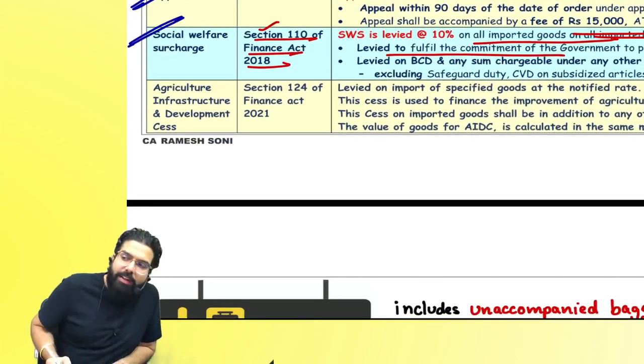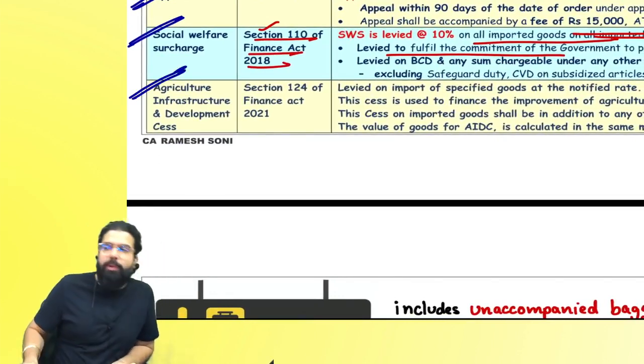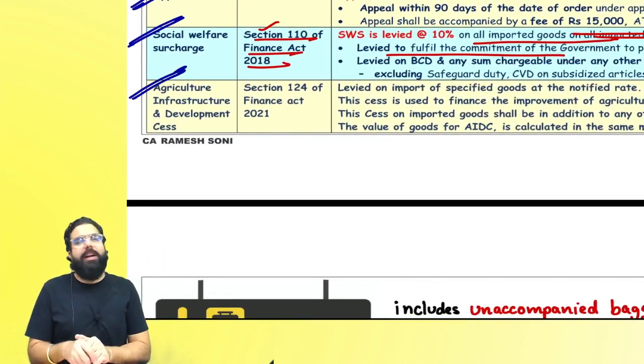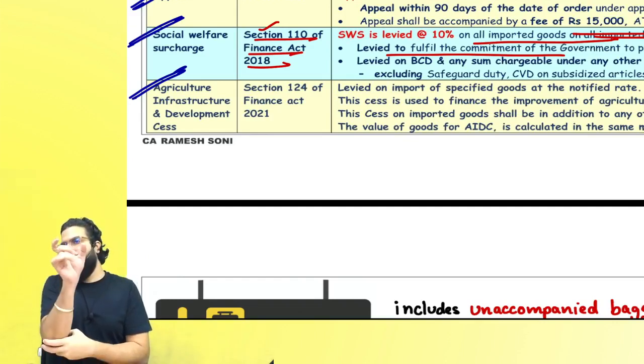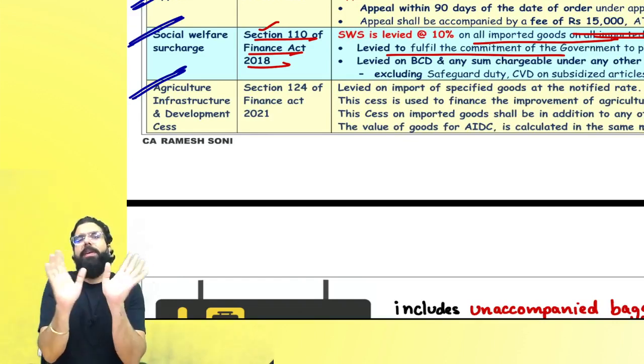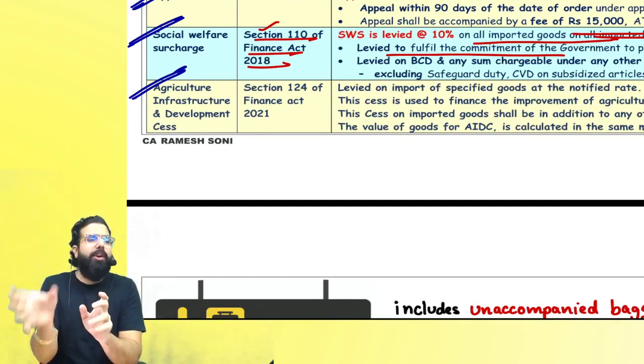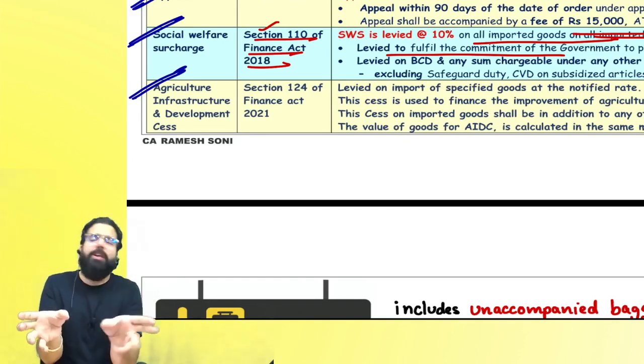Social welfare surcharge I went ahead and told you. The next one over here is Agriculture, Infrastructure and Development cess. Government has gone ahead and told on specified products at specified rate. We will go ahead and basically charge it on notified or specified goods at notified rate.